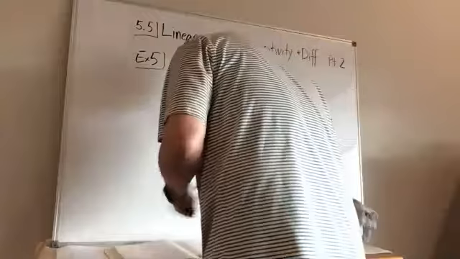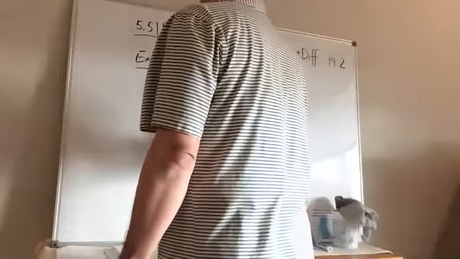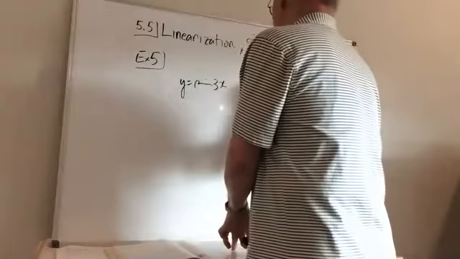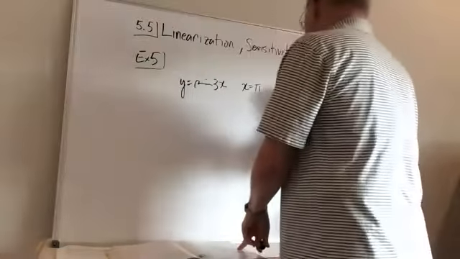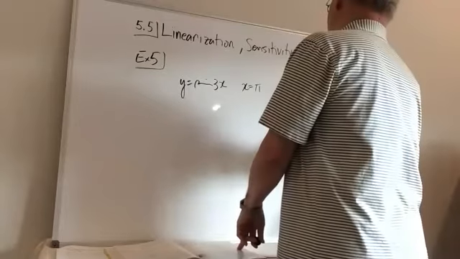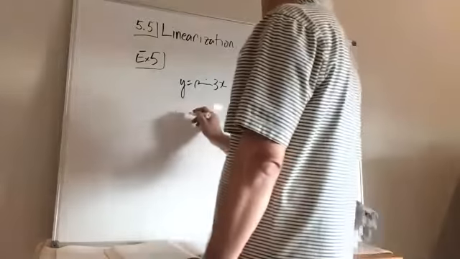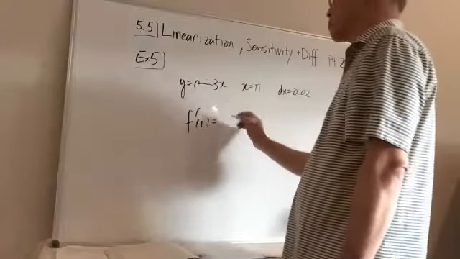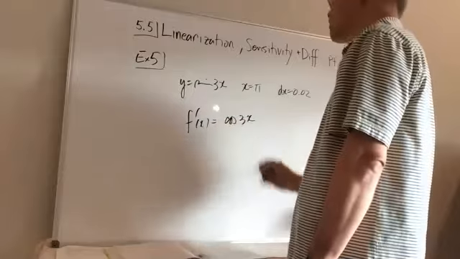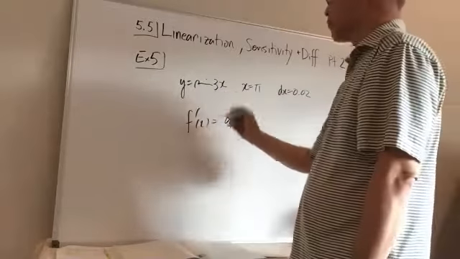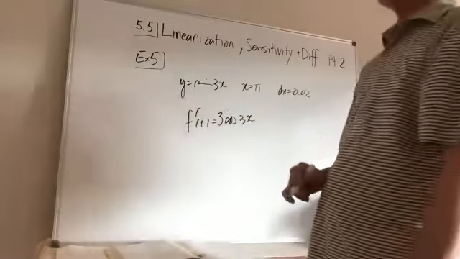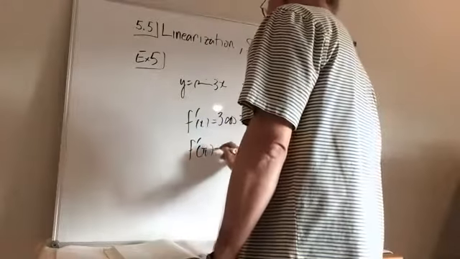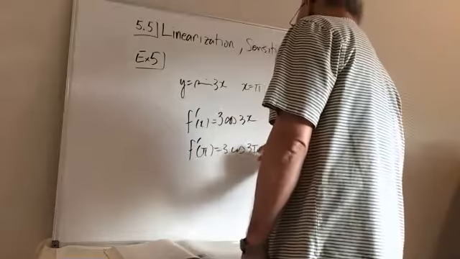In B, we have y is equal to sine of 3x, and x is equal to pi, and dx is equal to negative 0.02. So I get f prime of x is equal to the differentiation of this. So it's going to be cosine 3x, but then I have to do the chain rule, so I have to take the derivative of 3x. So 3 appears here. f prime of pi is equal to 3 times cosine 3 pi.